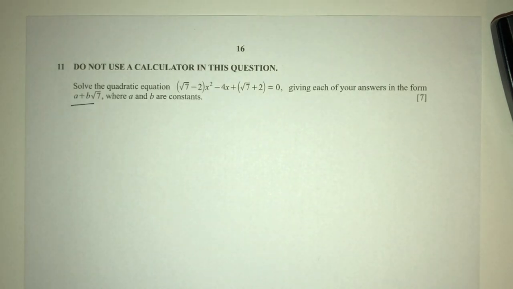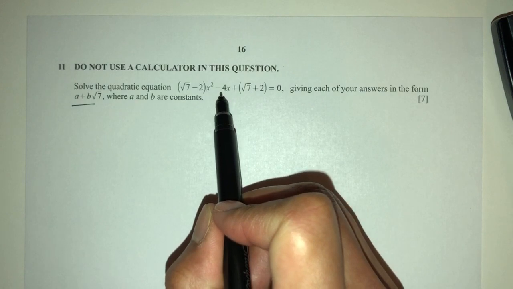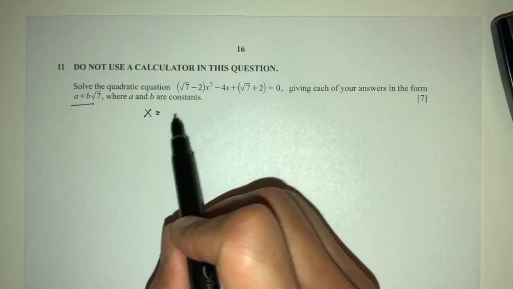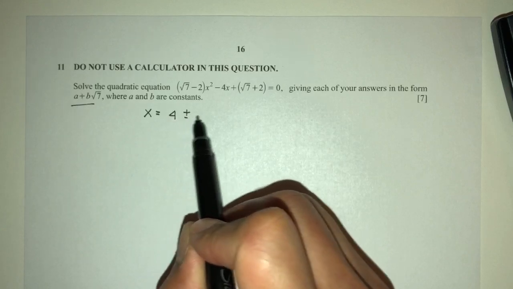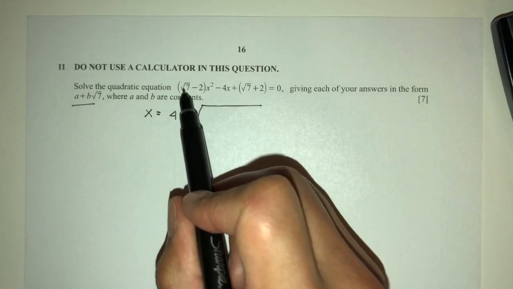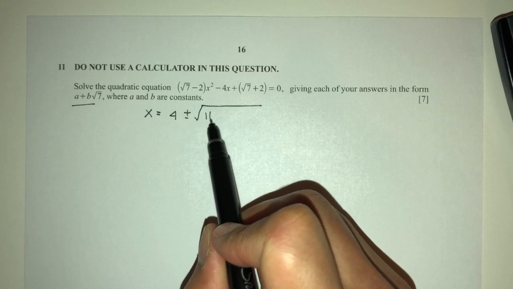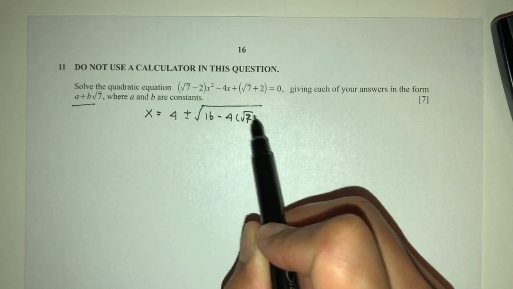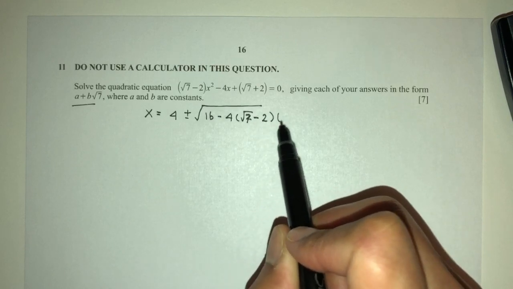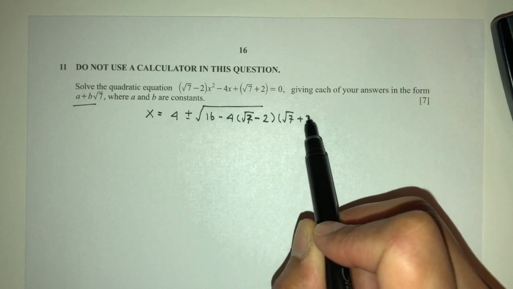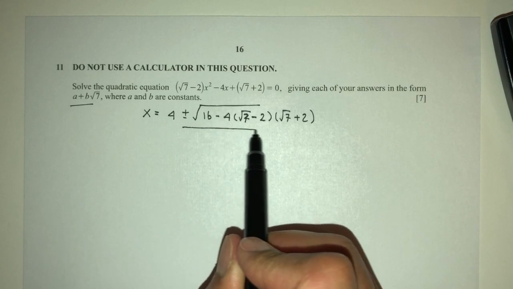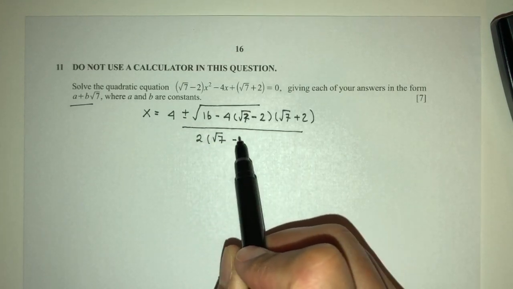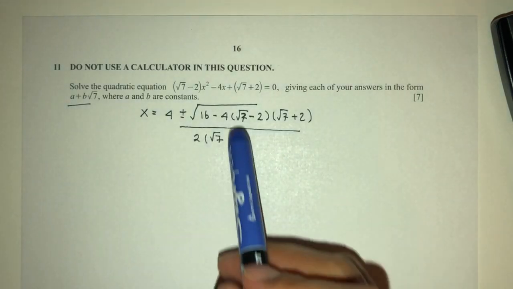Again, we have to use our formula. This is a, b, and c. So x is minus b, which becomes 4, plus minus root of b squared, which is 16, minus 4 times a, which is root 7 minus 2, times c, which is root 7 plus 2, divided by 2a, which is 2 root 7 minus 2. Now we can simplify this one here.